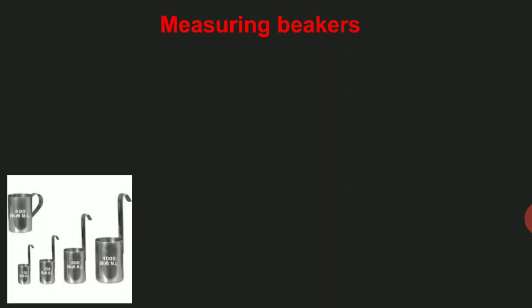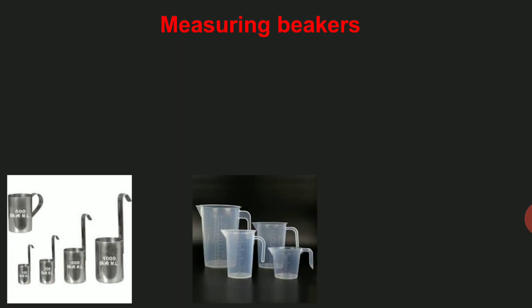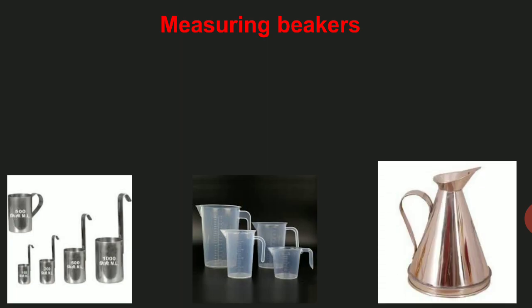The second type of measuring instrument is the measuring beaker. The first picture which we see is usually for milk or oils. The second picture which we see generally, small ones we use for household measuring cups, and the bigger ones are used by pharmacists. And the third one is usually used in paint and lubricant oils.